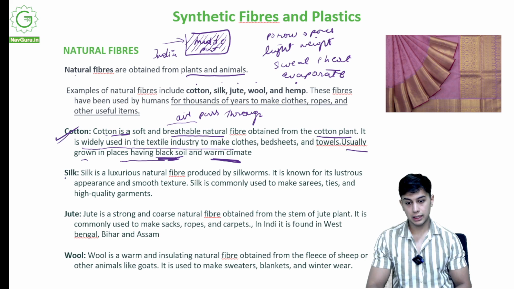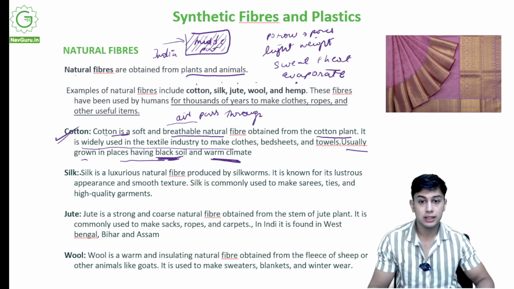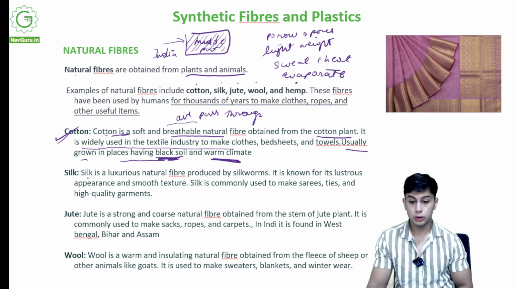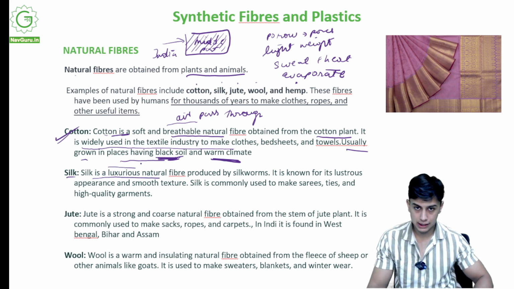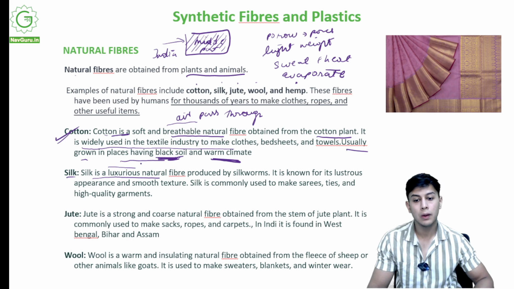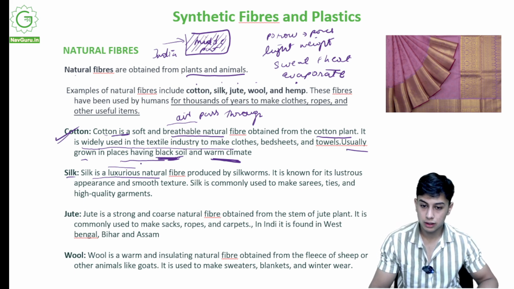Silk. Now we come to silk. Have you seen your mom wearing a silk sari, or a silk suit in functions or parties? Suits are also made for men from silk. Silk is a luxurious natural fiber. What do you mean luxurious? Because it is expensive, it has a lot of shine, it does not break. It is costly, it is expensive, and it is good as well.